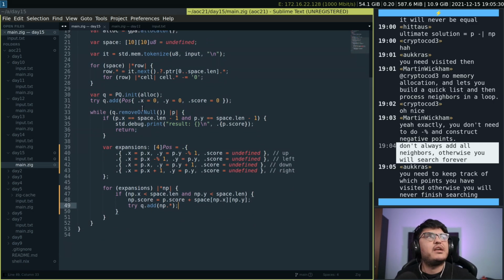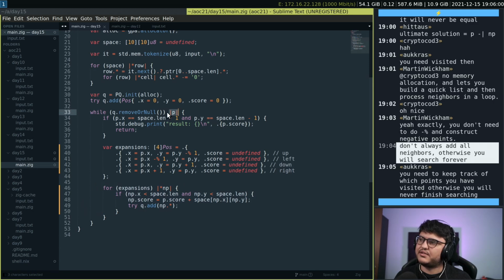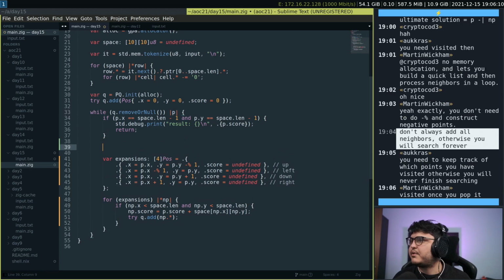So what's a good way of doing it? I can make another matrix, I guess. So visited, something is visited once we put it inside or once we pop it. I think it's once we pop it, right? I'm actually not sure when you should consider it visited. Once you pop it, okay. Okay, let's do it.